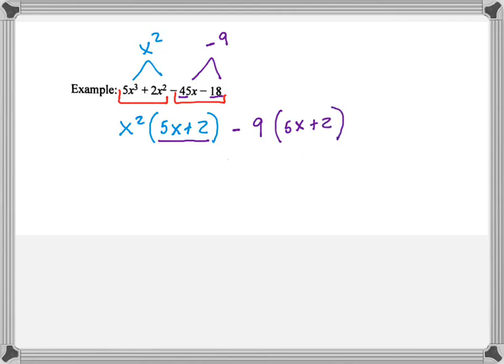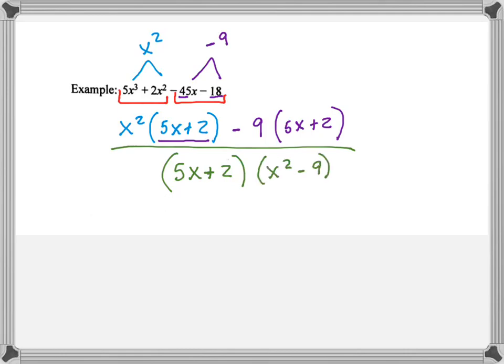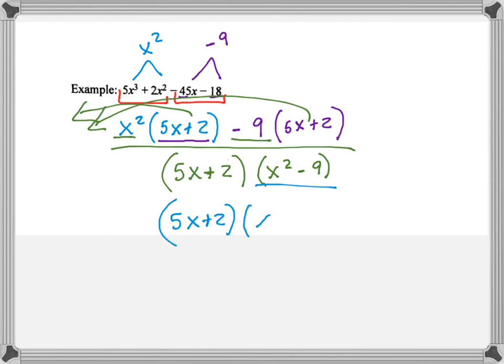So now this becomes our expression, and we can combine these terms. Because these both have a 5x plus 2, we're going to take that 5x plus 2 out of both of these expressions, and that leaves us with x squared minus 9. So we're taking this out and this out, and just leaving the x squared and the minus 9. Now this is another difference of squares. So we're going to have 5x plus 2 times x minus 3 times x plus 3. So this difference of squares gives us this, and this is our final expression.